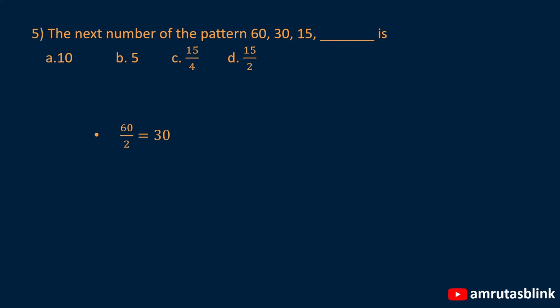So if we do 60 divided by 2, we'll obtain 30. If we do 30 divided by 2, we'll obtain the third number of the series, that is 15. So obviously the next number will be obtained by 15 divided by 2, and hence the next number is 15 by 2, that is answer option D.